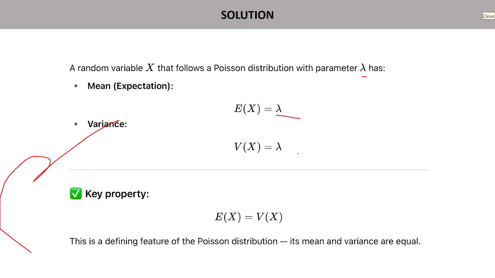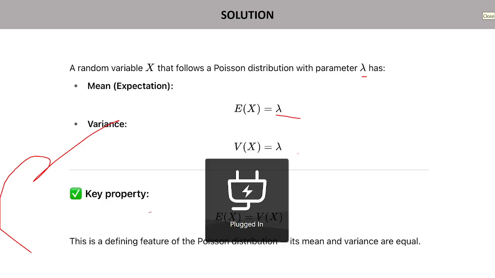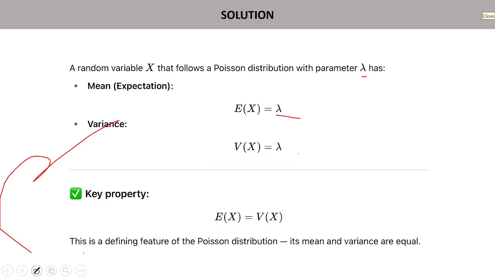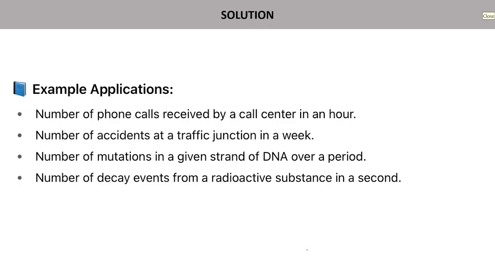This is a defining feature of the Poisson distribution, that its mean and variance are equal. You can understand this through some examples, like the number of phone calls received by a call center in an hour, the number of accidents in a traffic jam in a week, the number of mutations in a given strand of DNA, or the number of decay events from a radioactive substance in a second.